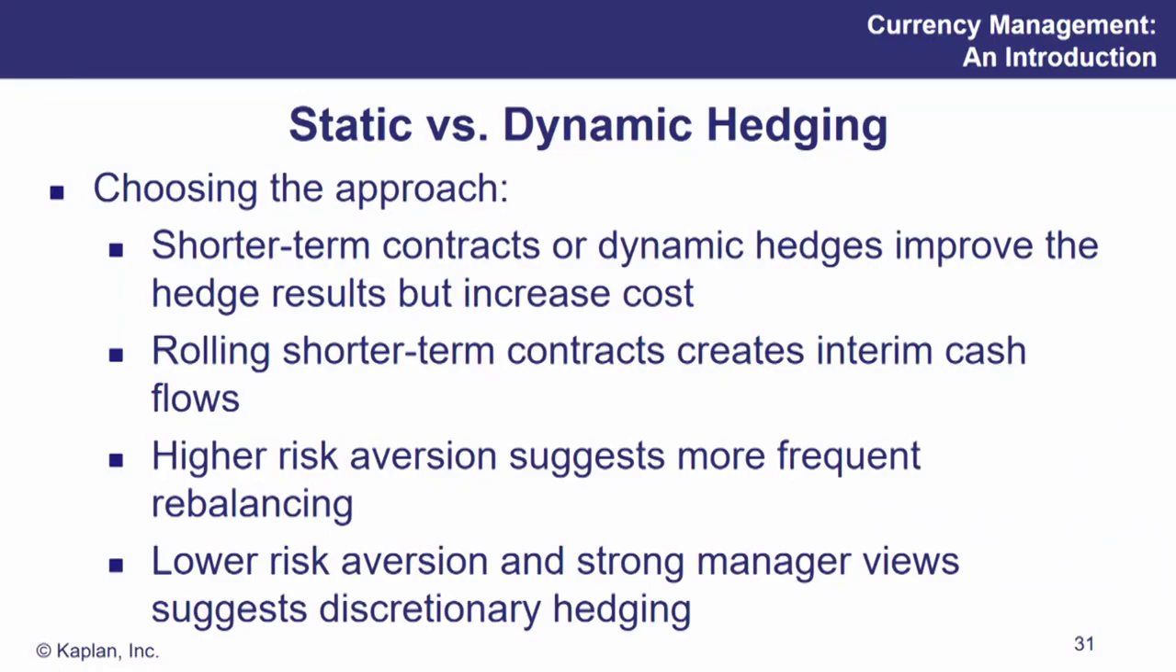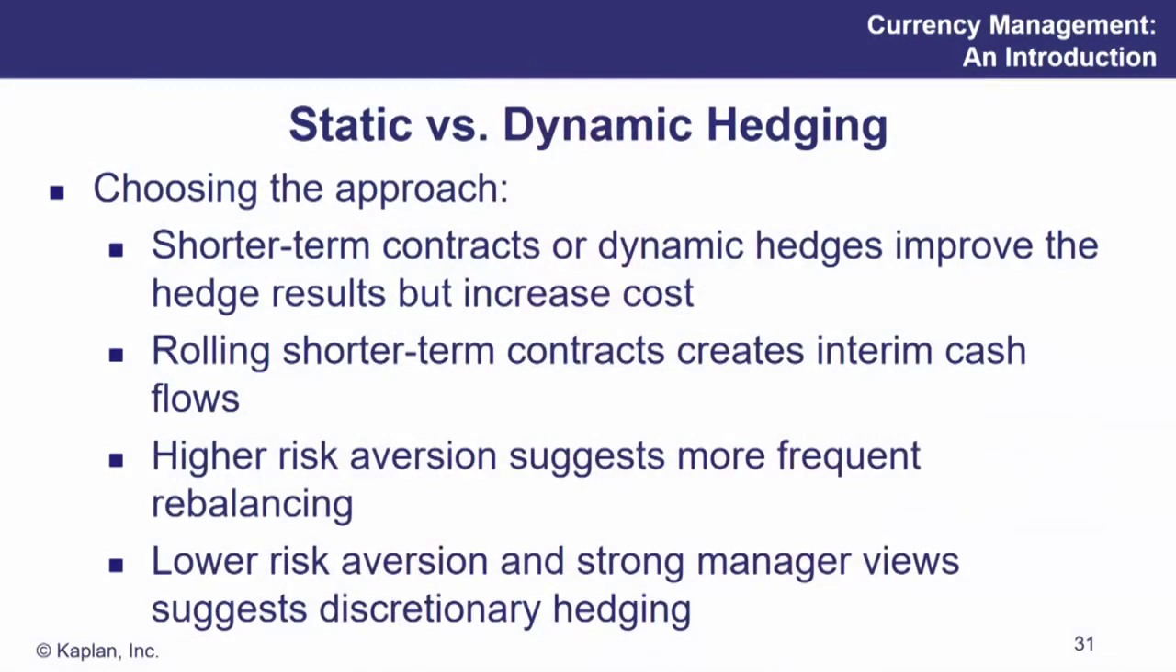If I'm rolling over shorter term contracts, that's going to create interim cash flows. Again, in our 3-month example, if I'm using contracts that expire every month, then I'm going to have a cash flow at month 1, either inflow or outflow. Same thing maybe the next month, again inflow or outflow, and then also at the end of the 3rd month. So there are going to be some interim cash flows that we're going to have to keep our eye on. Again, higher risk aversion suggests more frequent rebalancing. We don't want the notional value of the assets to get too far away from the value of our hedge. We want to rebalance that hedge and match up those notional values.